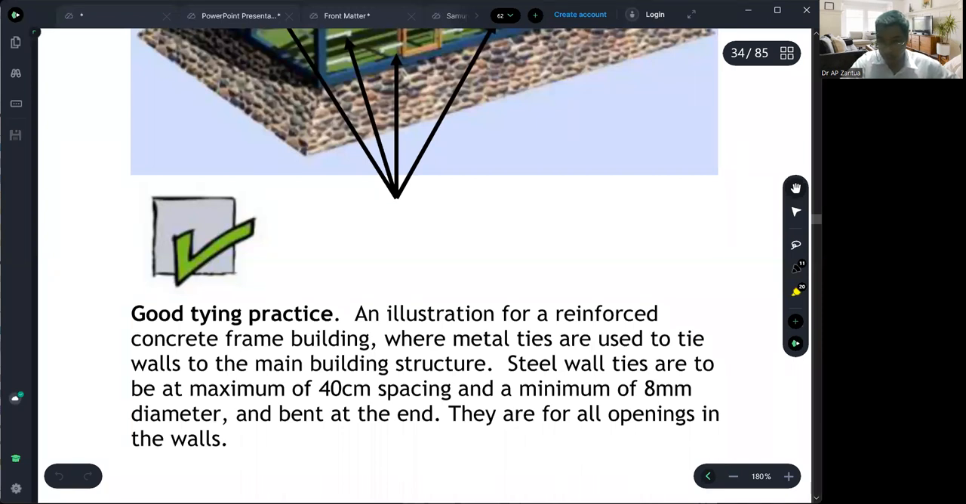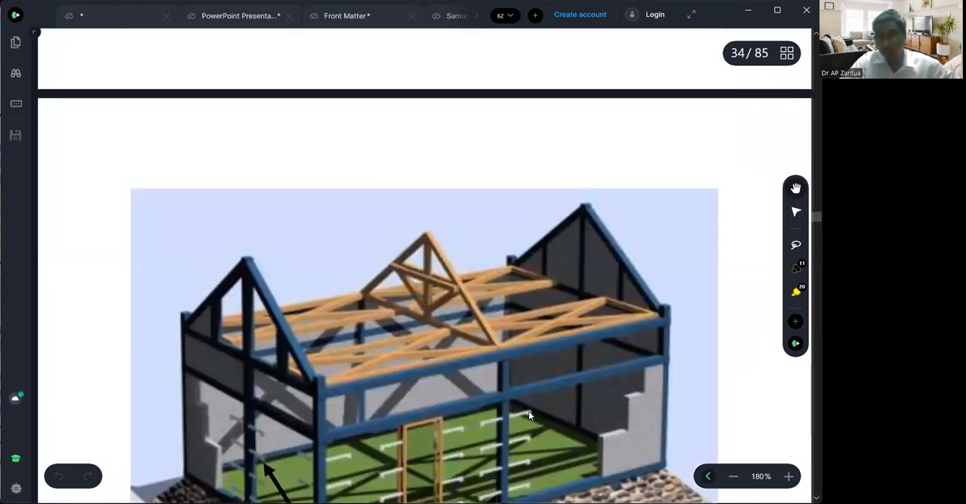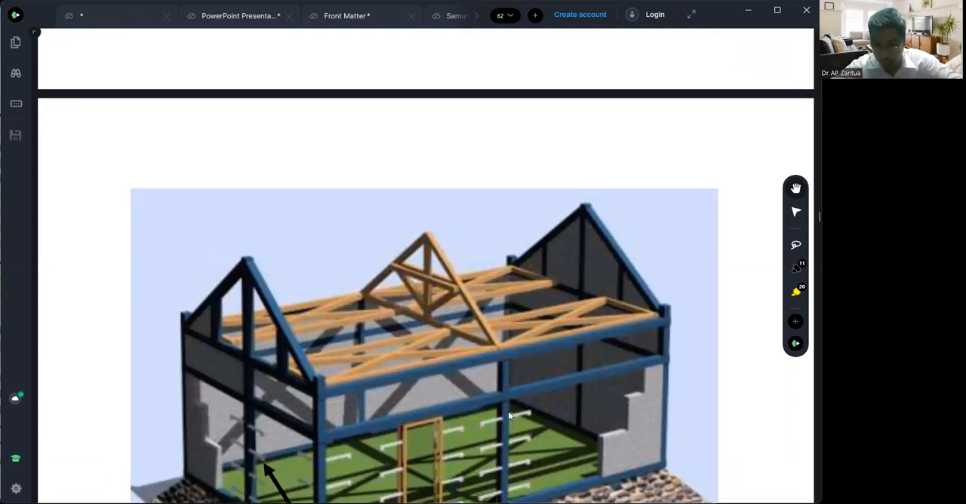So use 8 mm diameter. That is not used as a structural reinforcement, but just in order to connect the wall. Wall is not considered a structural element, but we can connect it through the use of, for example, 8 mm diameter steel bars. So you can have steel bars with a hook at the ends. So just create a hook at the ends.